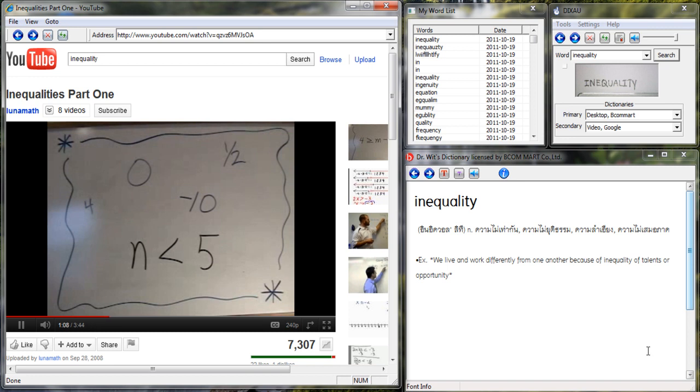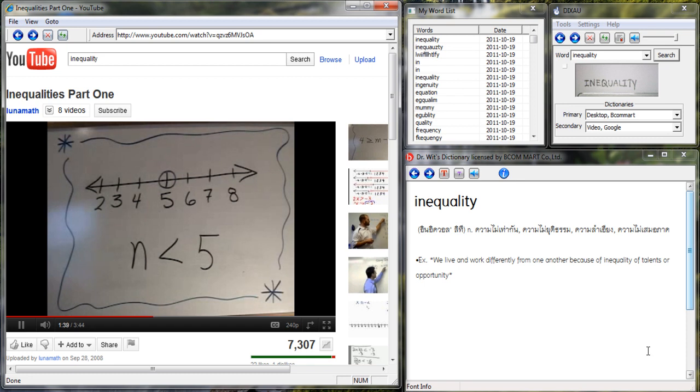Since n is less than 5, let's begin by drawing a number line and locating 5 on that line. Since this inequality says that n is less than 5, that means n cannot be 5. It can be really, really close to 5, but it can't be exactly 5. So we draw an open circle at 5. This says that we're not shading in the 5 because n cannot be 5.